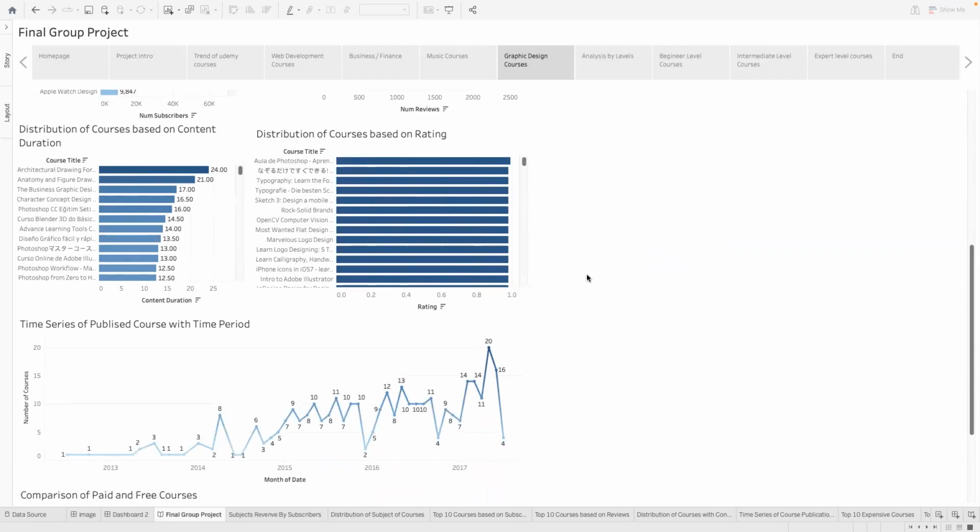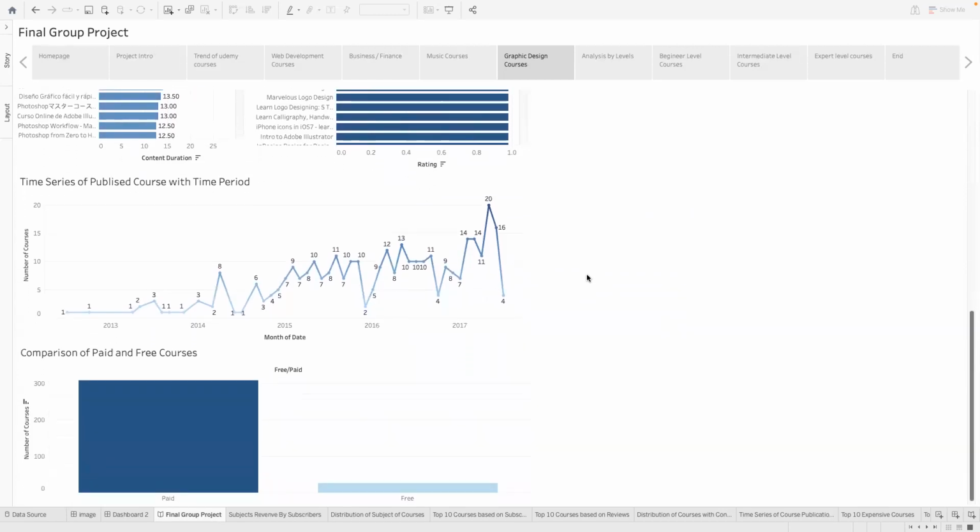Carrying forward to the time series of publication, we can see at the top that starting from 2013, only one course was published first, and then it kept increasing. At the peak, in May 2017, 20 graphic designing courses were published.